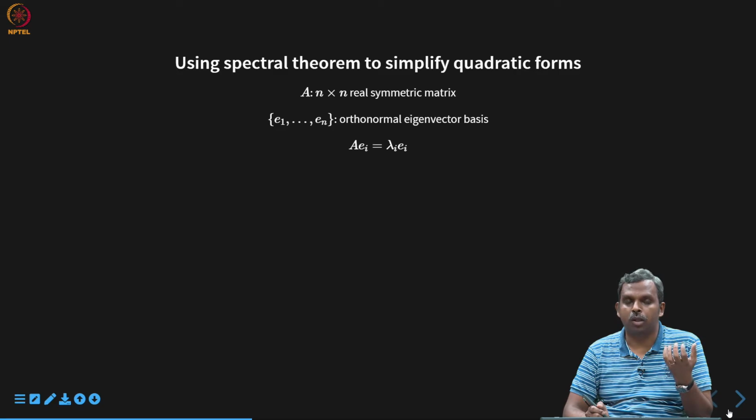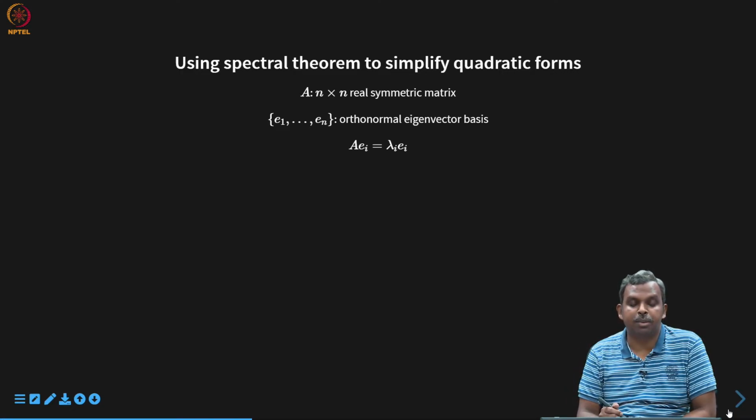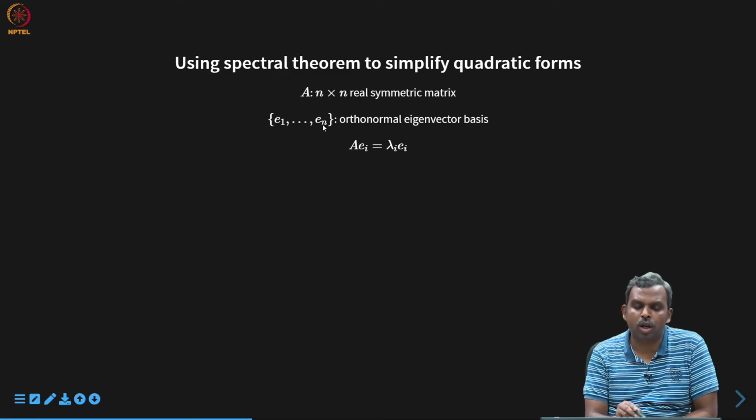So, the quadratic form has cross terms, xi xj terms, quite a few of them. So, you start with your orthonormal eigenvector basis. Maybe you write coordinates for these basis vectors with respect to the standard basis, right. So, we will always think of it like that. And we know A e_i is lambda_i e_i. So, these lambda_i's are your eigenvalues for this real symmetric matrix.